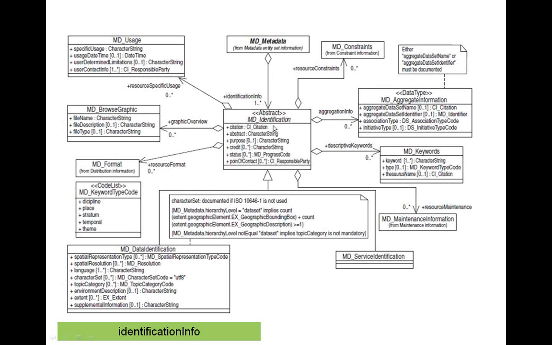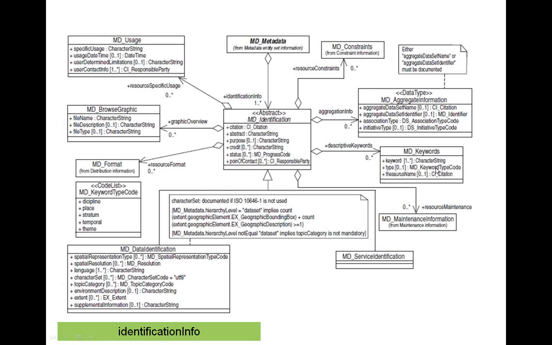And again, the identification information, especially the data identification, contains that basic information about your metadata. It has browse graphics. If you want to say, okay, well, here's a file name and a description and a file type, so I can have a picture attached to my metadata. If I want to list all my keywords that describe the different types of keywords, keyword is optional here, but it's repeatable. If I choose keywords, if I have descriptive keywords, I have to at least have one keyword or more. So it's repeatable.